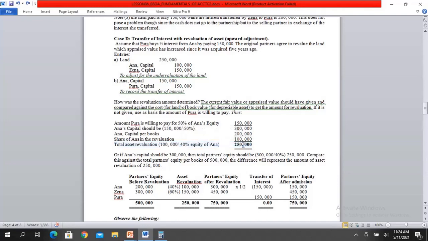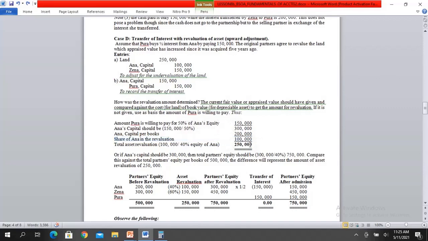So, saan natin nakuha tong 250,000? So, yung 150,000 na willing na ibigay or bayaran ni Pura out of 200,000 ni Ana or out of 50% of interest ni Ana, plus yung share ni Ana in the revaluation na 100,000. Doon natin nakuha yung 250,000.